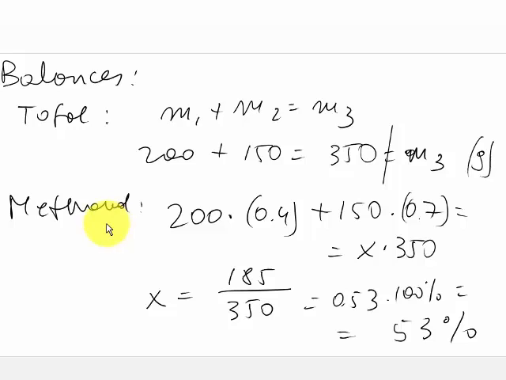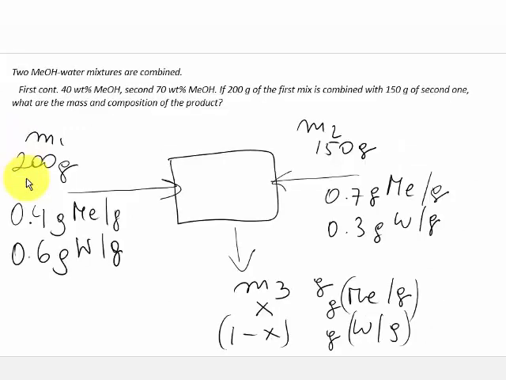We can have another mass balance, which is the component mass balance, and we can write down the methanol mass balance and water mass balance. One of these balances would give us the solutions for the problem. So looking at the process flow diagram, the methanol mass balance would be equal input, which is 0.4 times 200 plus second input 150 grams times 0.7 grams of methanol per gram should give us M3 times X, where X is the weight% of the methanol in the product stream.